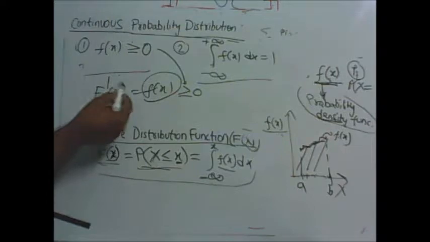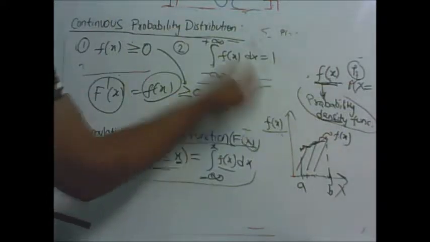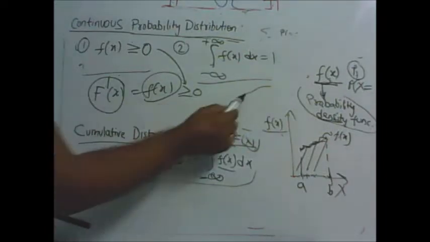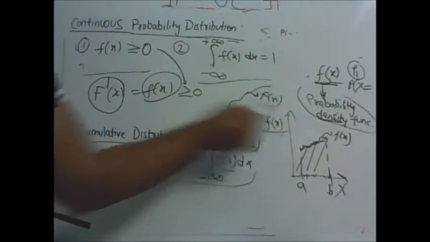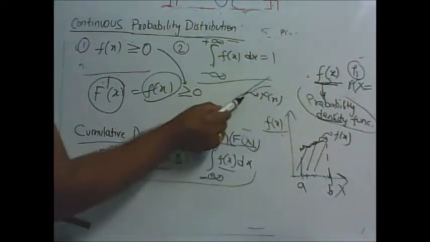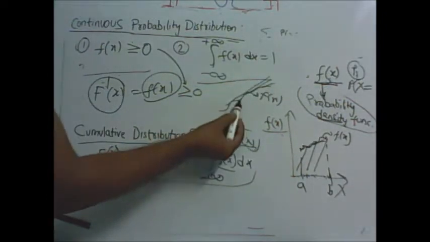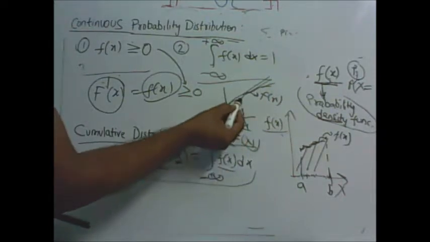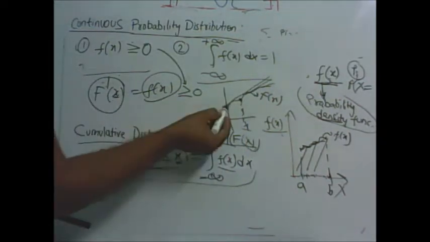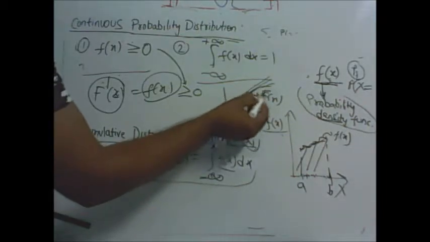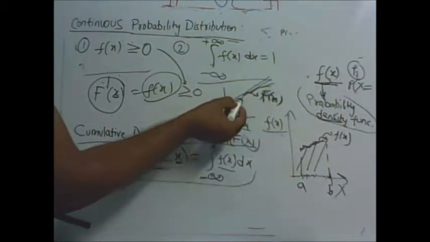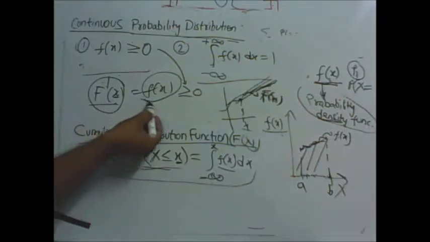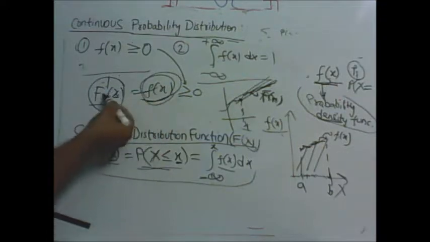This f dash x, if f of x is some function of x, a curve, then f dash x is nothing but a slope. At a certain point x, if this is capital F of x, then its slope at this point is nothing but f dash x. It is given that f dash x is f of x.